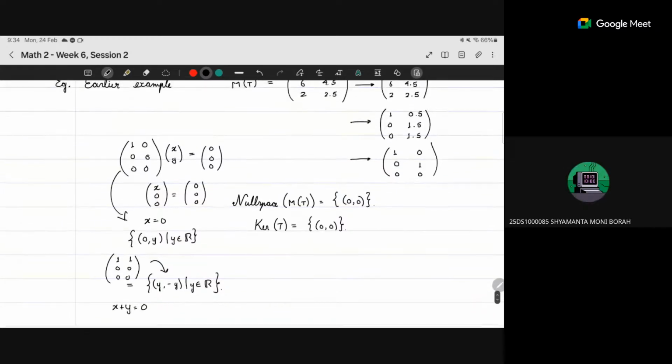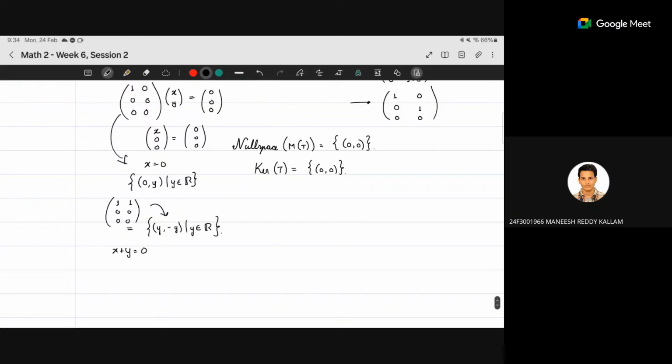But sir, nullity will be 1 only, right? Sir, it is minus y comma y, right? It's the same, no? Minus y comma y and y comma y, as y changes over the real numbers, is the same. If I have 1 comma minus 1, and I take y to be equal to minus 1 itself, I'll get minus 1 comma 1. Rather than taking y equal to t, you can take y equal to minus t.